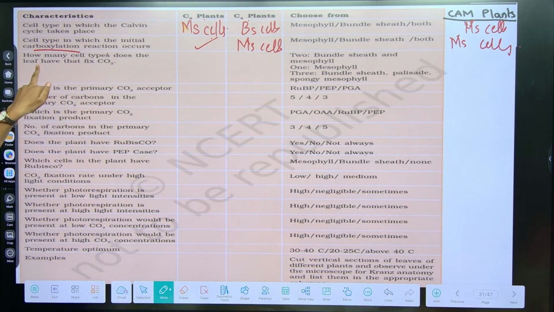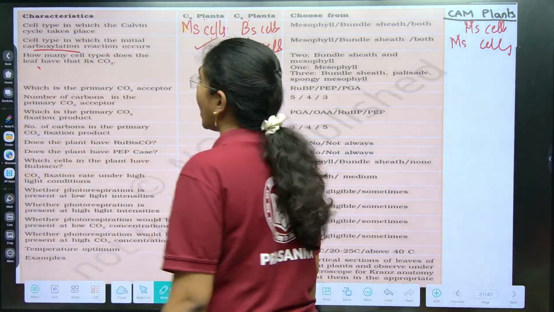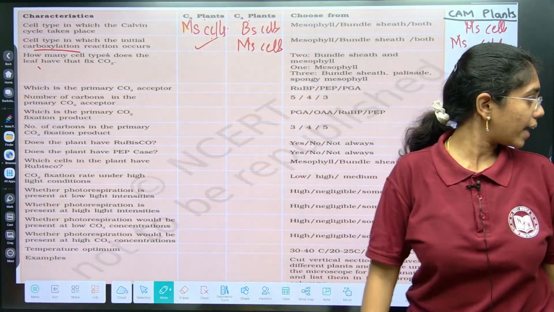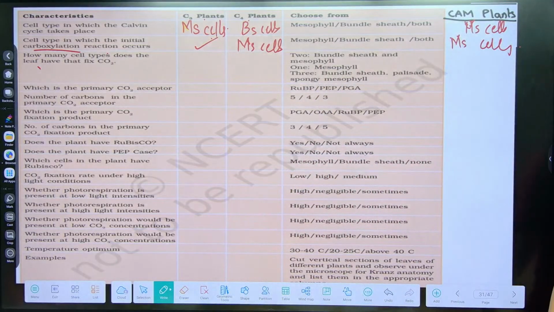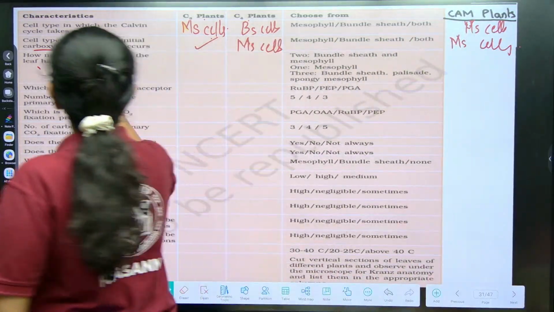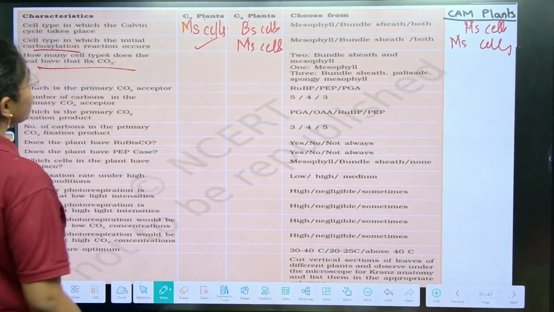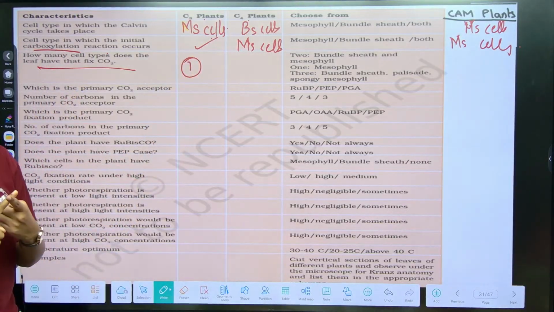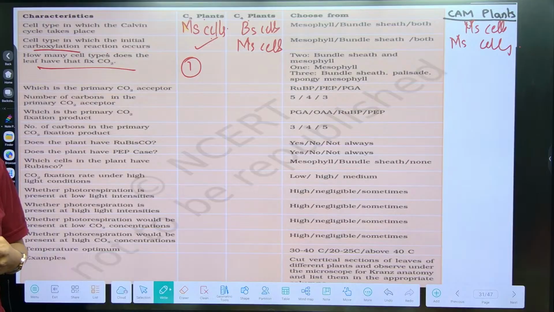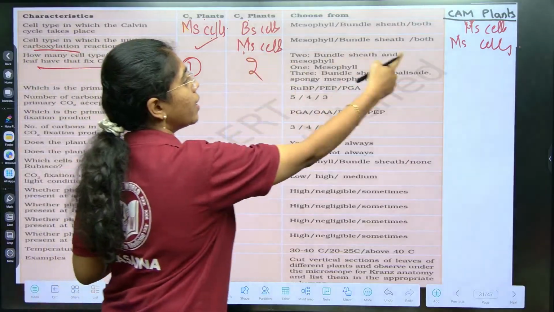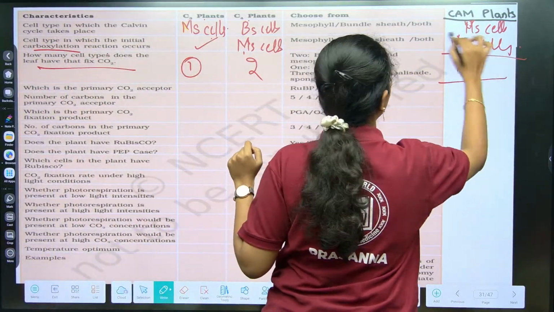Third question. How many cell types does the leaf have that fix carbon dioxide? Only one cell type, because carboxylation happens in mesophyll cells only. Here, 2. Here, 1. Good.